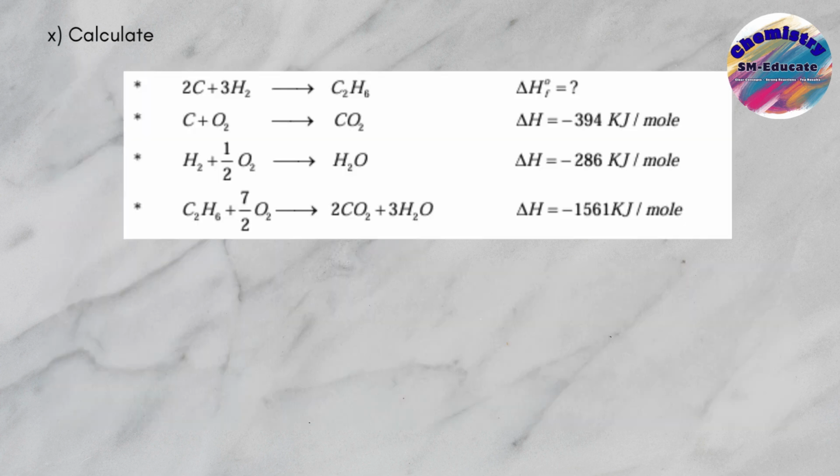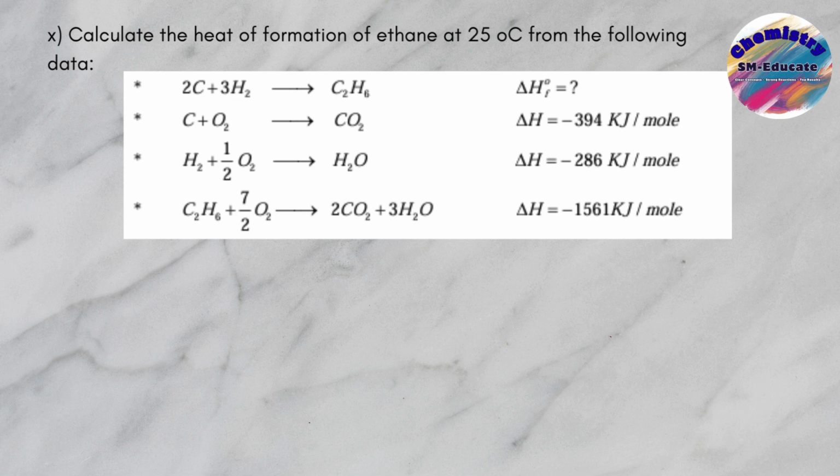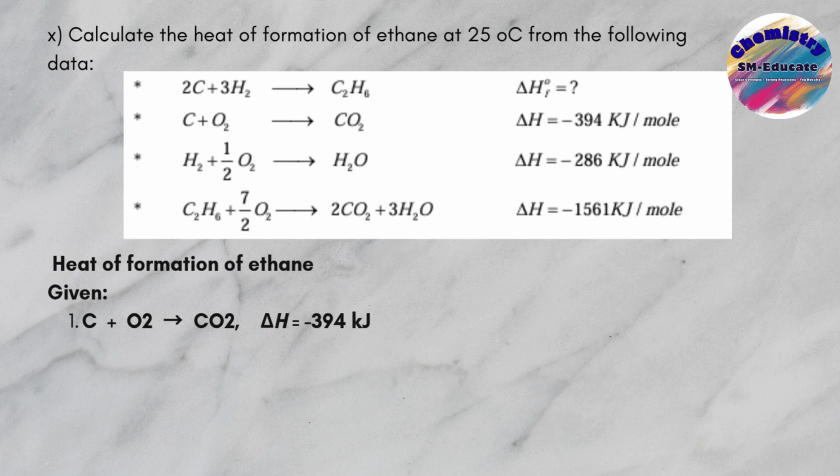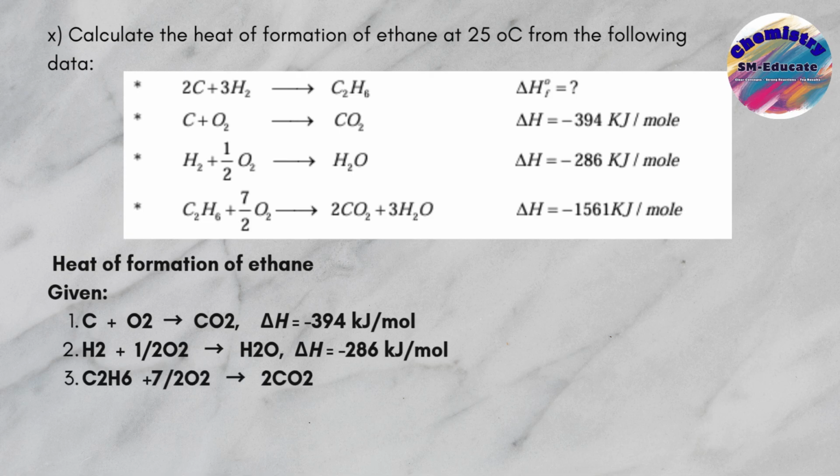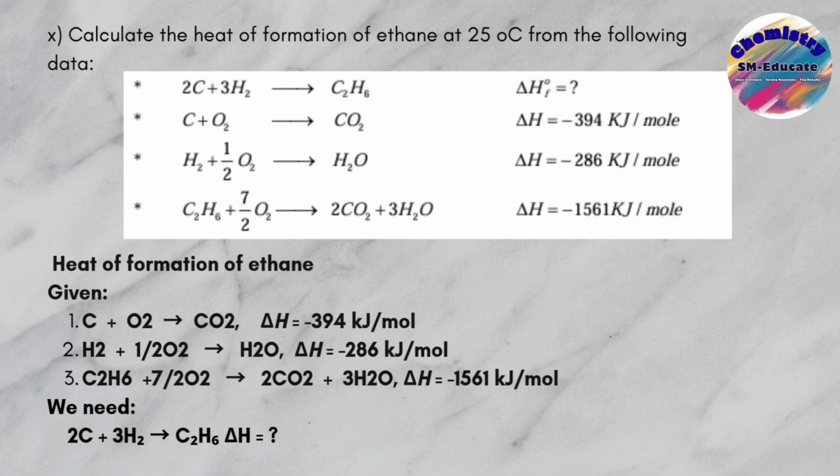Part 10. Calculate the heat of formation of ethane at 25 degrees Celsius from the following data. Given C plus O2 yields CO2, delta H equals minus 394 kilojoules per mole. H2 plus 1/2 O2 yields H2O, delta H equals minus 286 kilojoules per mole. C2H6 plus 7/2 O2 yields 2CO2 plus 3H2O, delta H equals minus 1,561 kilojoules per mole. We need 2C plus 3H2 yields C2H6, delta H equals?